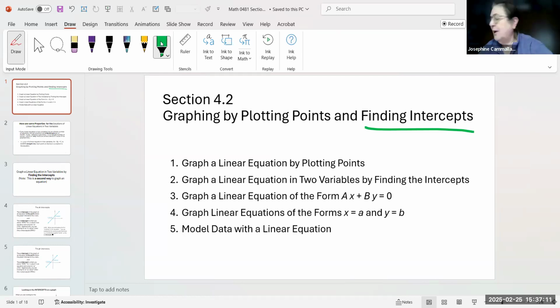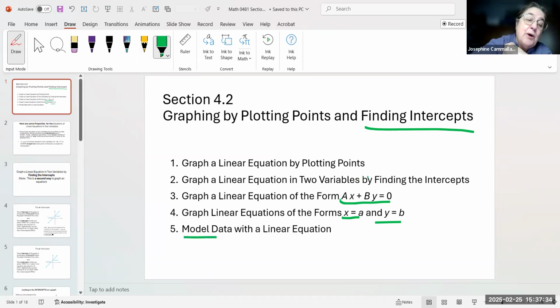We are then also going to be talking about graphing special types of equations. Those equations are going to be either vertical or horizontal lines, which you'll find out in a minute. And then, of course, we want to model data, which means story problem time.